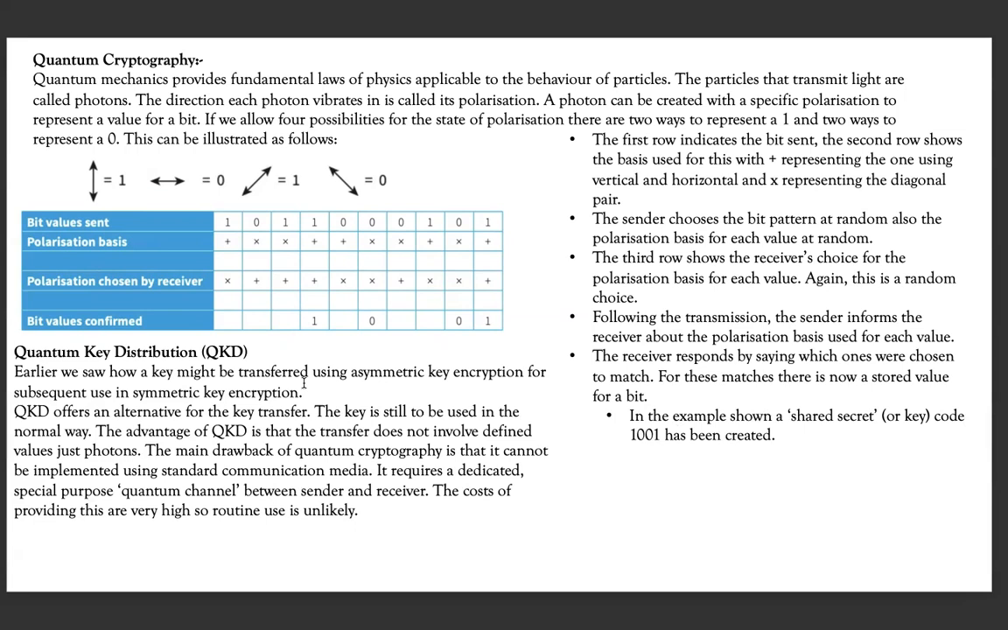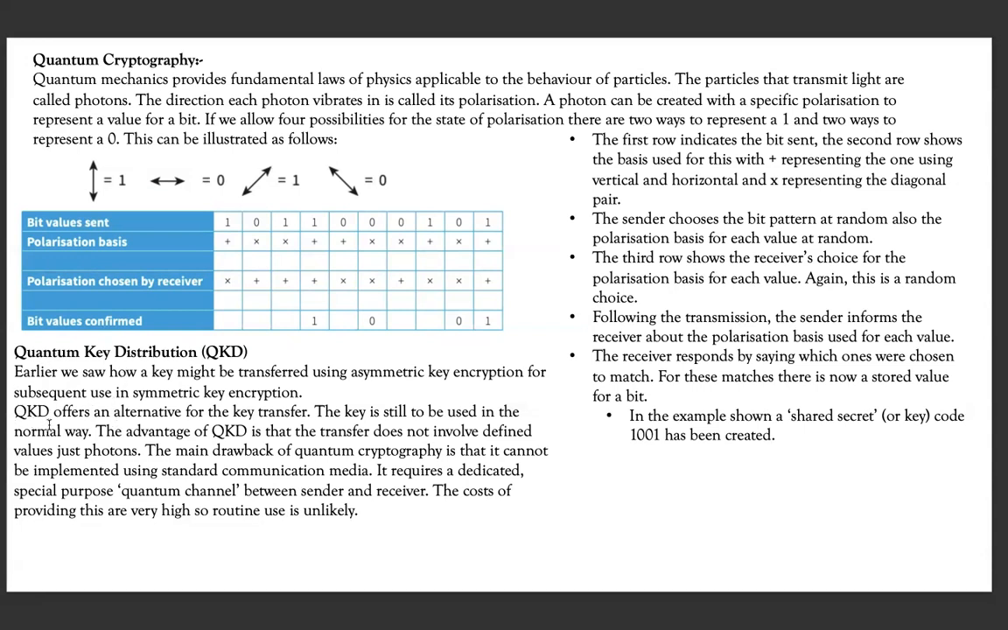Now over here, I have addressed one of those key distribution problems very effectively. Earlier, we saw how a key might be transferred using symmetric key encryption for subsequent use in symmetric key encryption. Using asymmetric, we do it asymmetrically. We encrypted the symmetric key using the public key and sent it to the intended recipient. The intended recipient, using their own private key, decrypted it, and they have the symmetric key that we both use. That was one method. Now this is a more effective method.